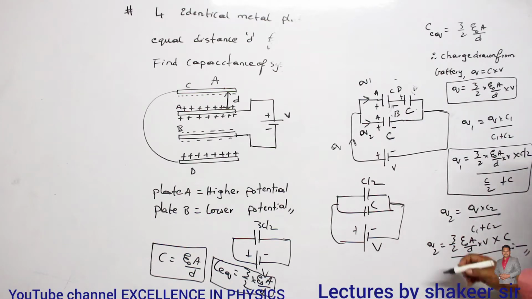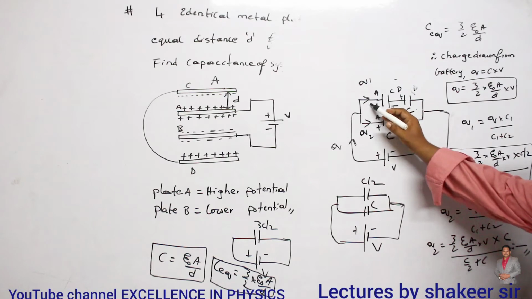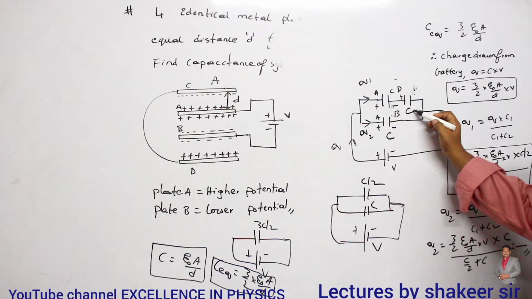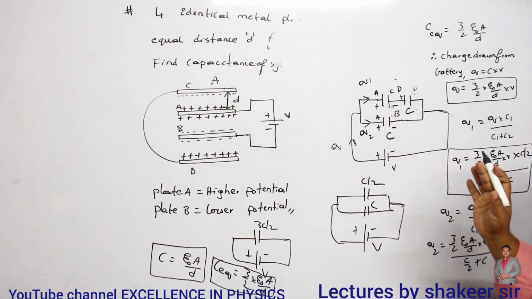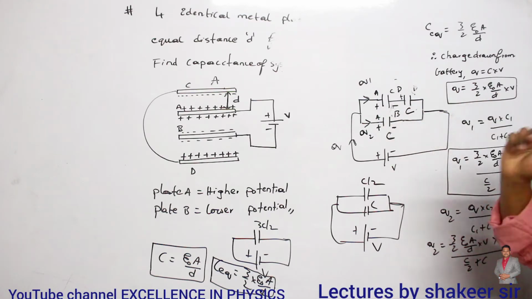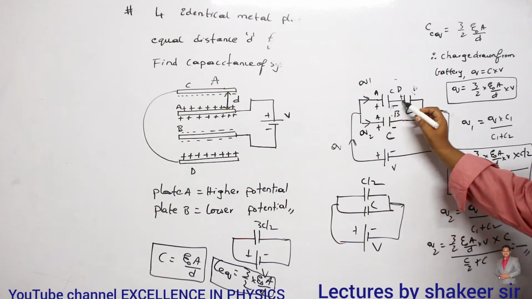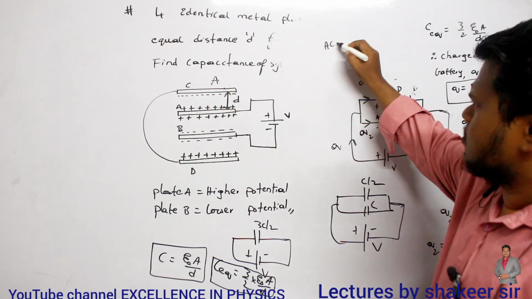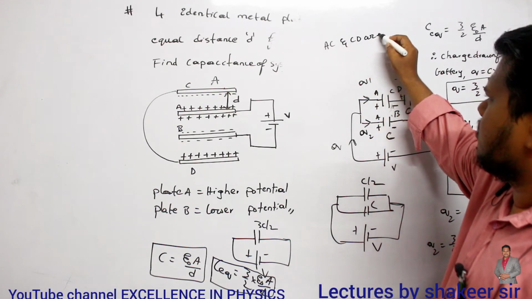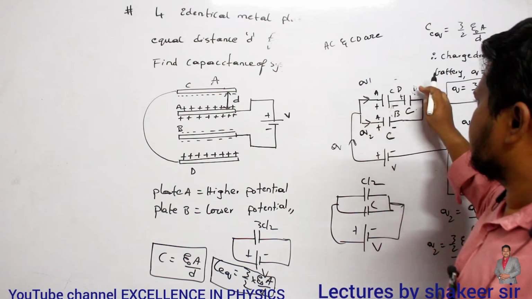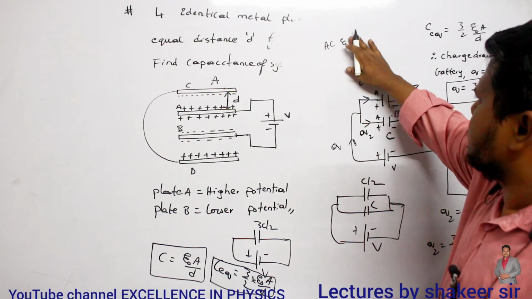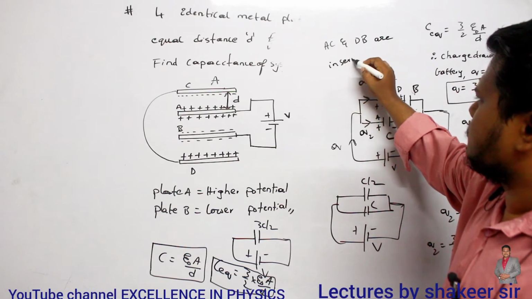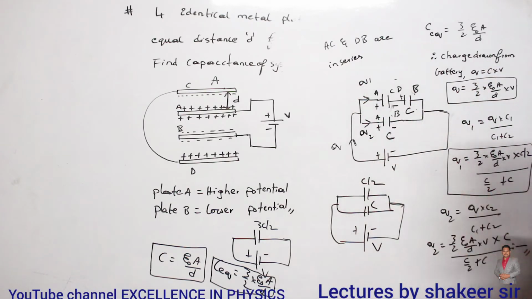Clear, ma? So what is Q1? Q1 is the charge which is flowing in first branch. So therefore, in first capacitor and second capacitor also, same amount of charge will be present. What is the reason? Reason already we have studied, no, ma? So this AC capacitor and CD capacitor, they are connected in series. AC and DB are in series. Okay, ma? AC and DB are in series.